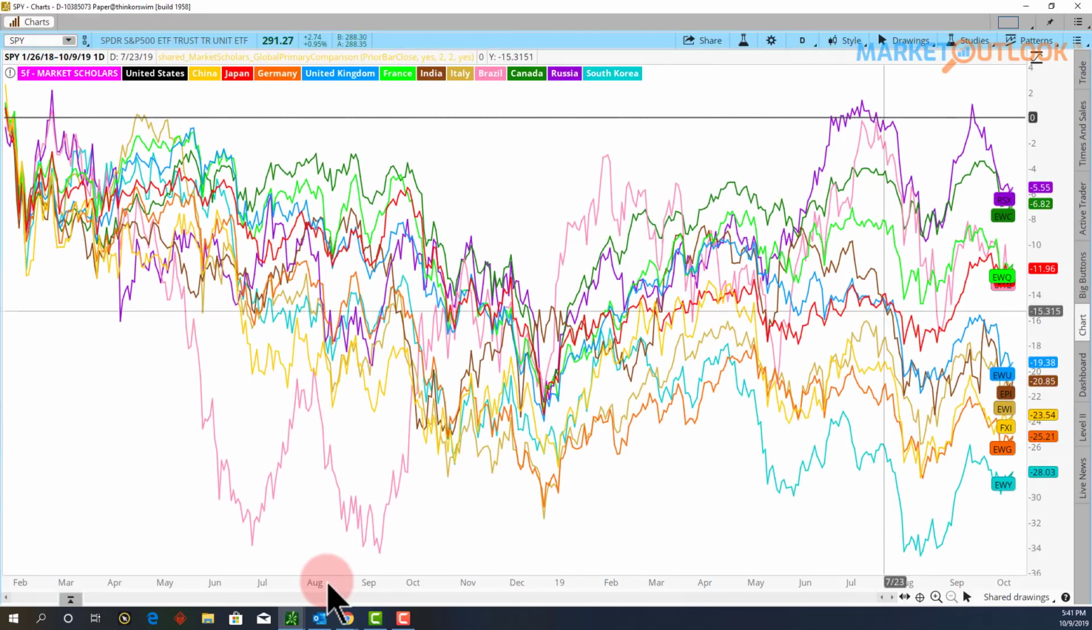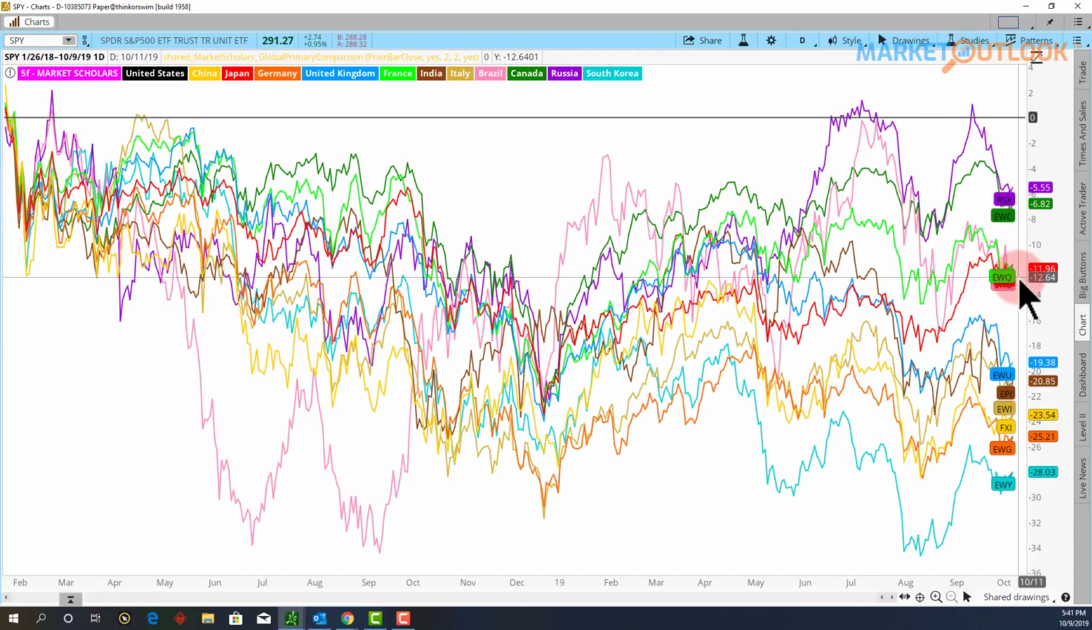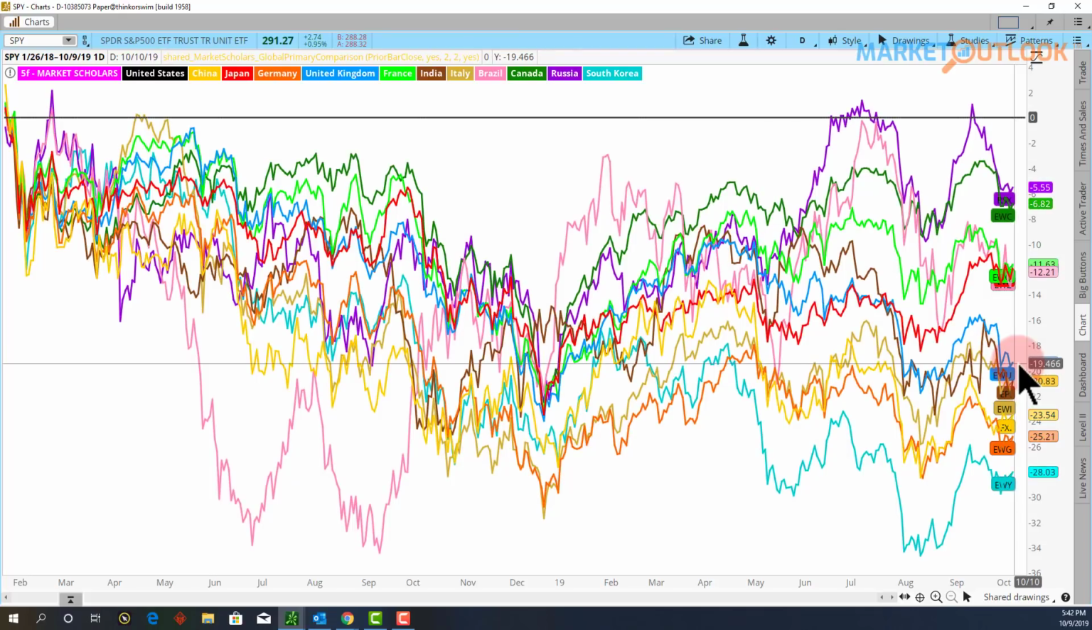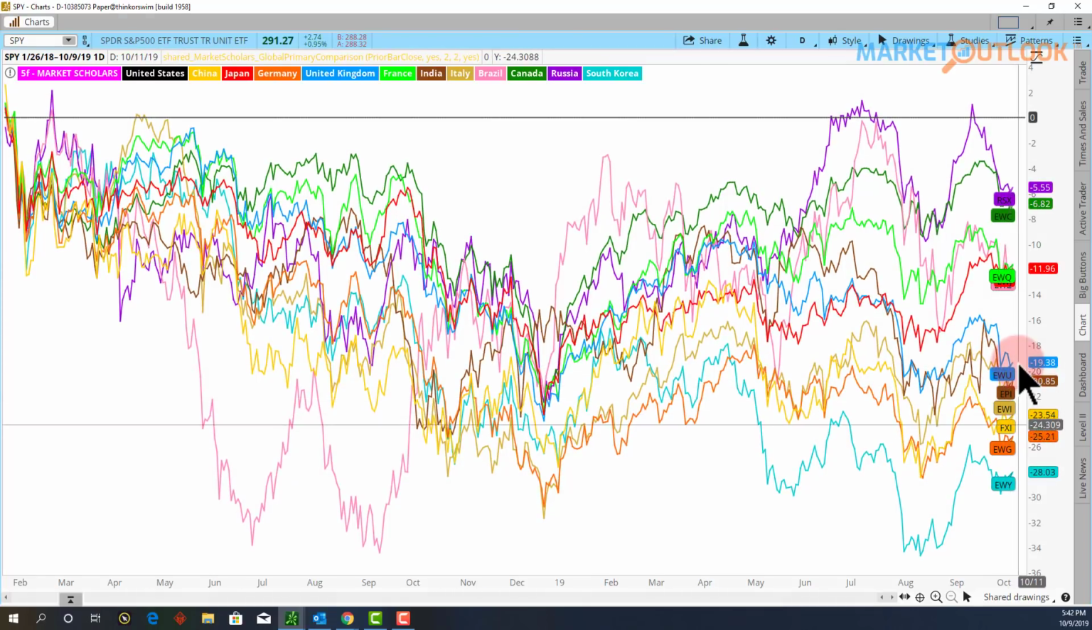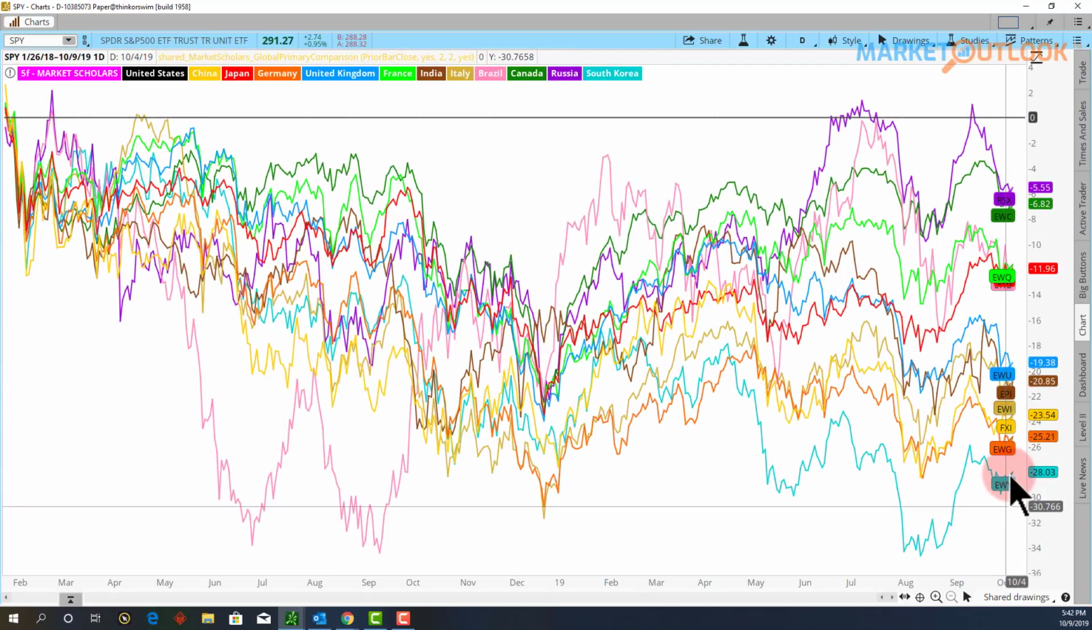You take a look at this next chart. This is foreign markets since that same period. You can see Japan and France are here at about 12% declines from that level. Russia and Canada aren't doing so bad. UK, India, China, Italy, Germany, South Korea are all down 20% or more, 20 to 30%.